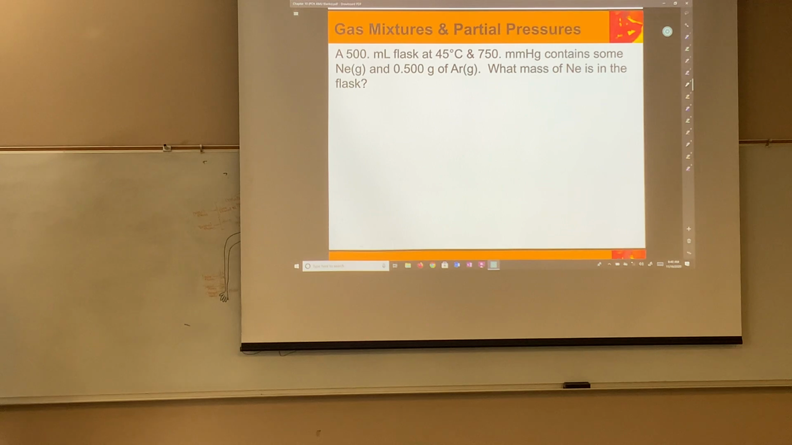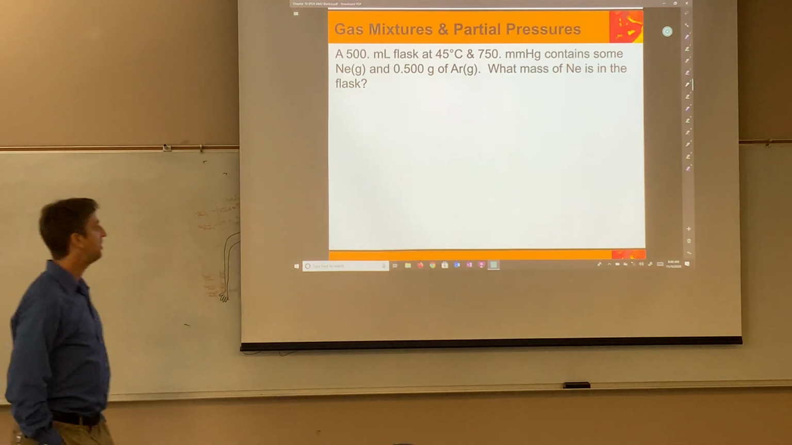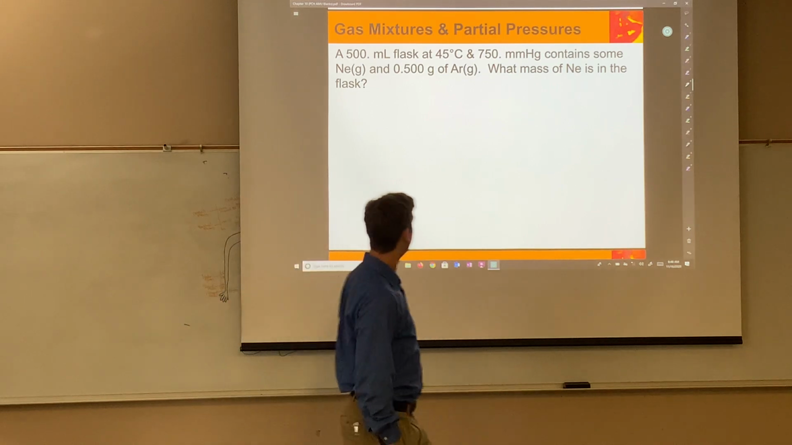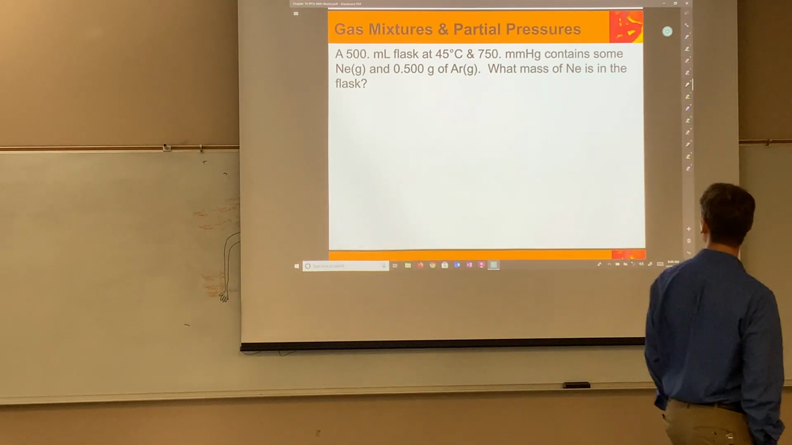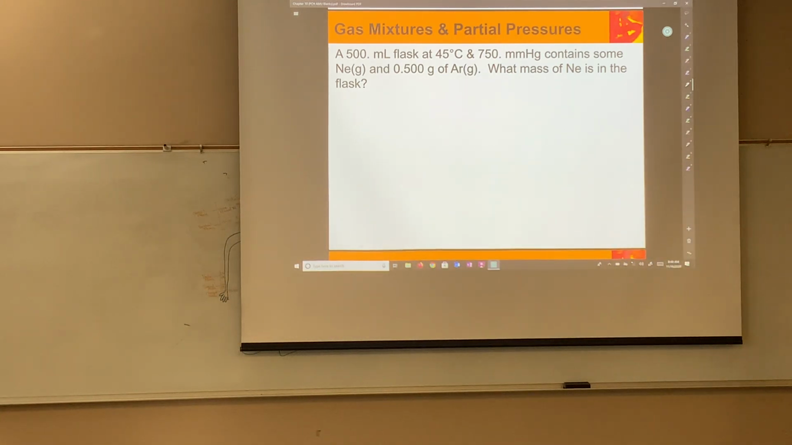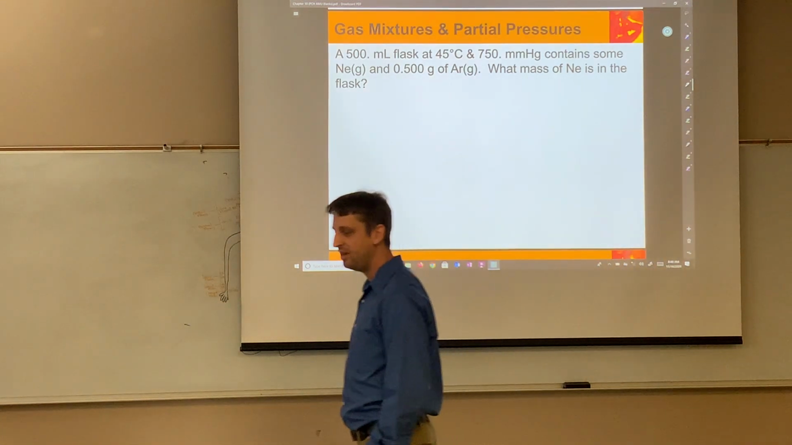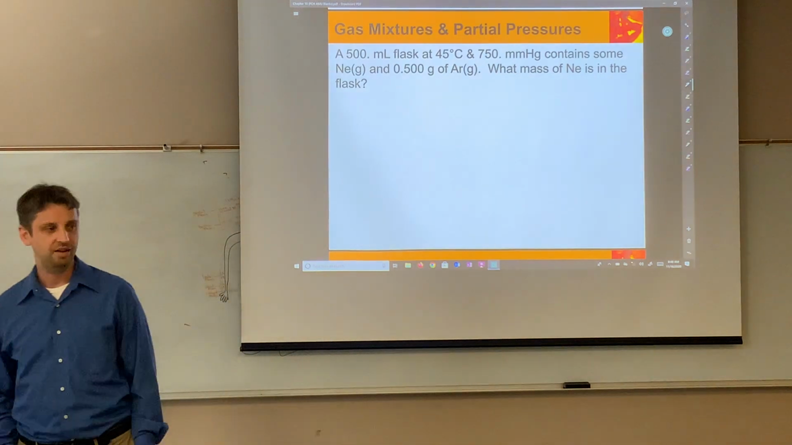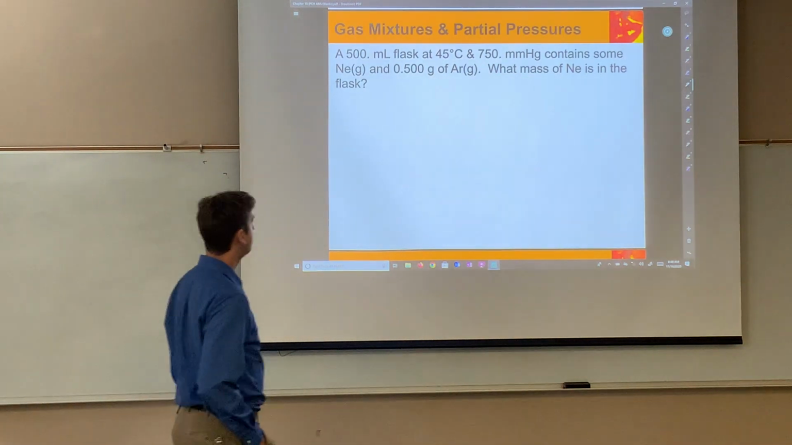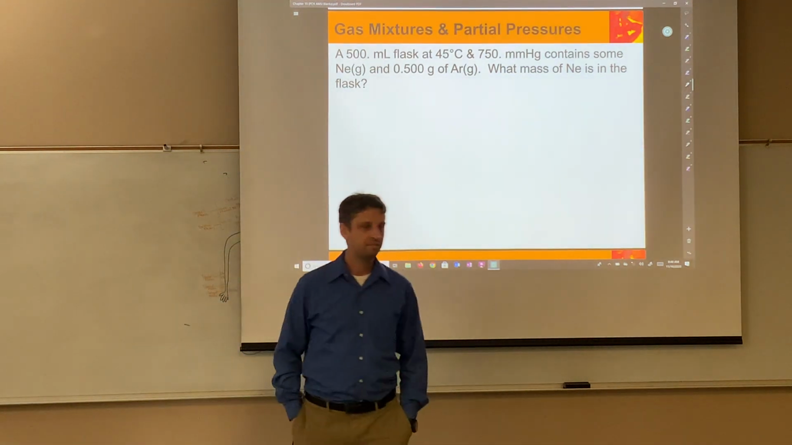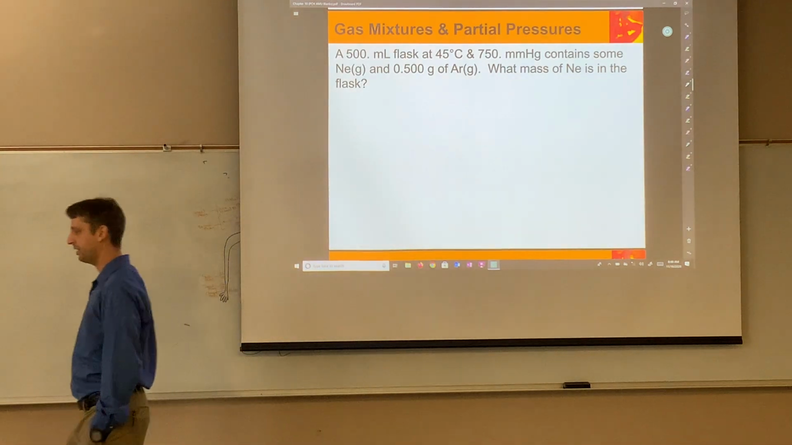So that all being said, let's take a look at this. We have a 500 milliliter flask, and I give you temperature and pressure, and it contains some neon and some argon. It's asking what the mass of the neon in the flask is. I'll give you a second to copy it down.